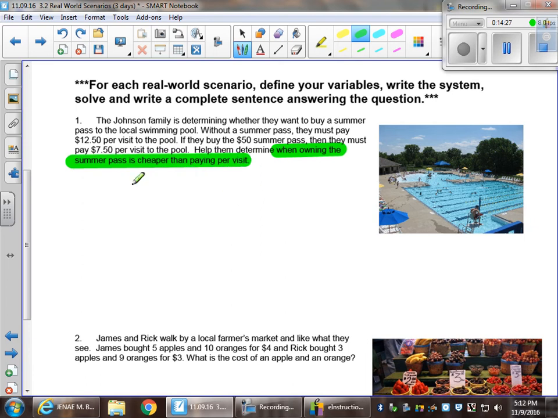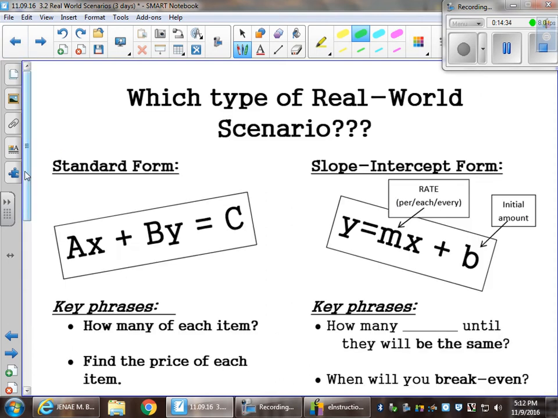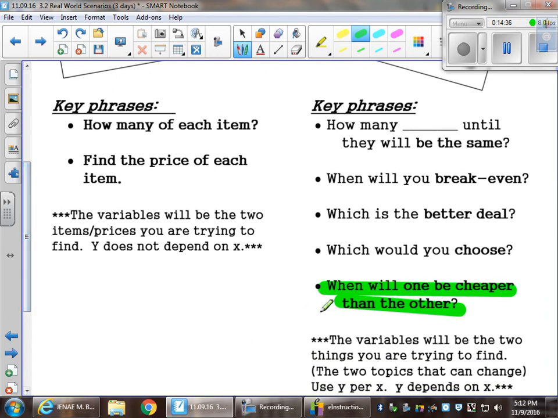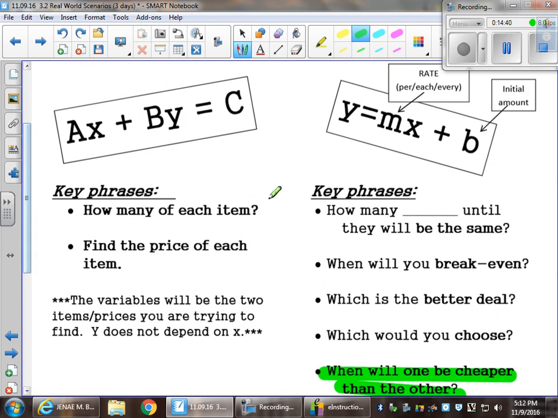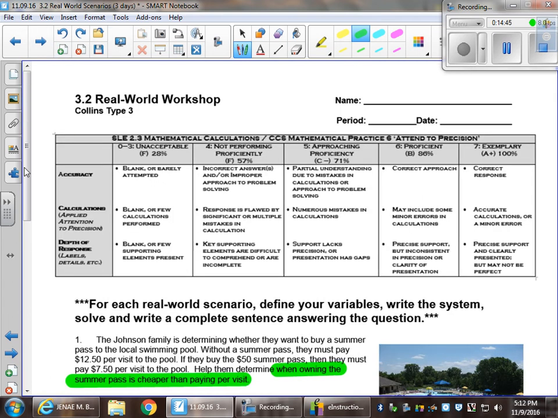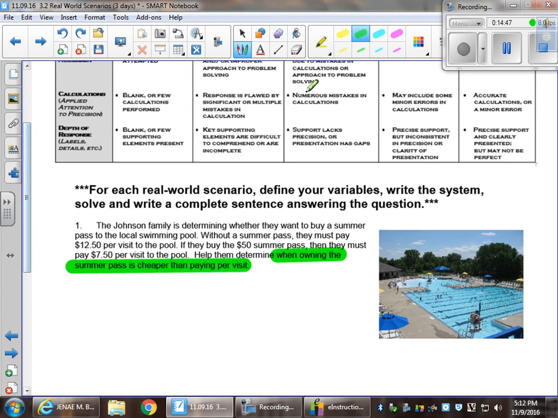Does that language sound familiar? When owning a summer pass is cheaper than paying per visit? Well, if we look at our handout, when will one be cheaper than the other? What kind of system do we know we'll be working with? Y equals mx plus b. And from this point forward, we will actually jot a little note down in the margin about what kind of system this is. So this will be a y equals mx plus b system.